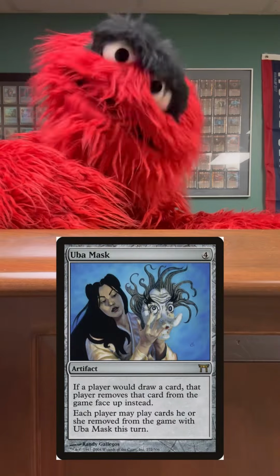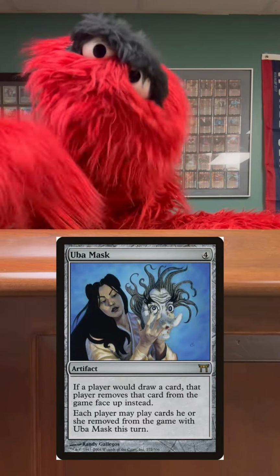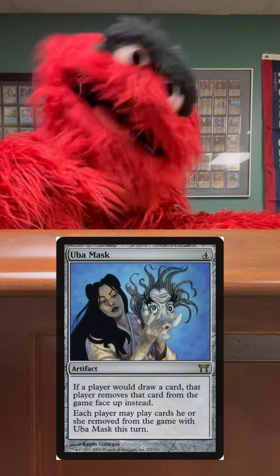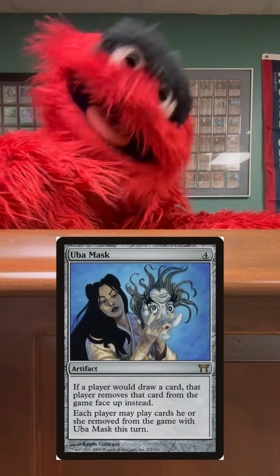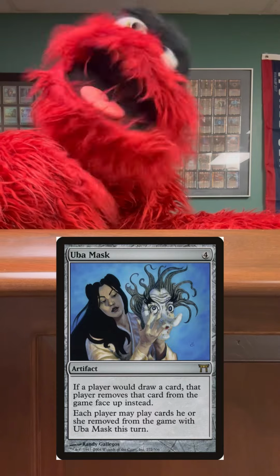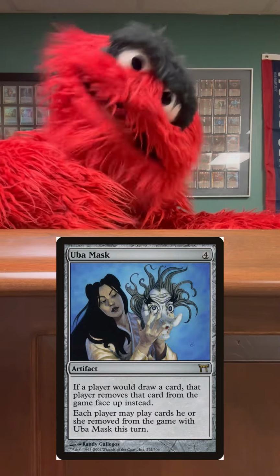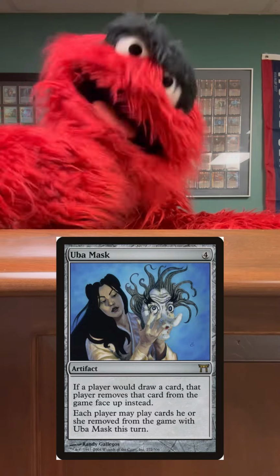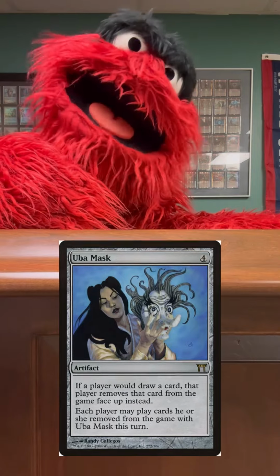Uba Mask basically says that a player no longer draws cards. Instead, they impulse, which is an unofficial term for when you exile a card from the top of your library instead of drawing it, and you can cast it for a short period of time, sometimes till the end of this turn, sometimes till the end of the next turn.